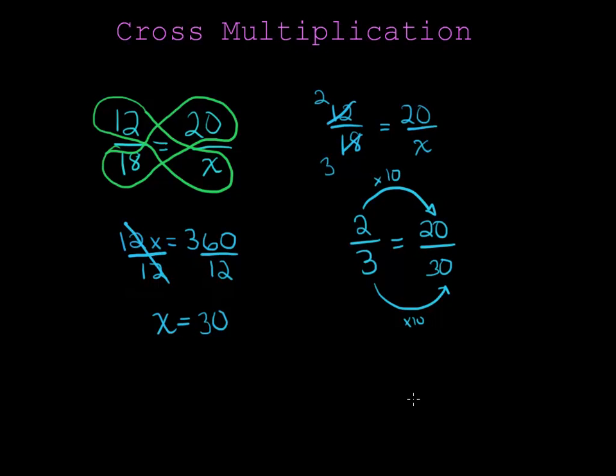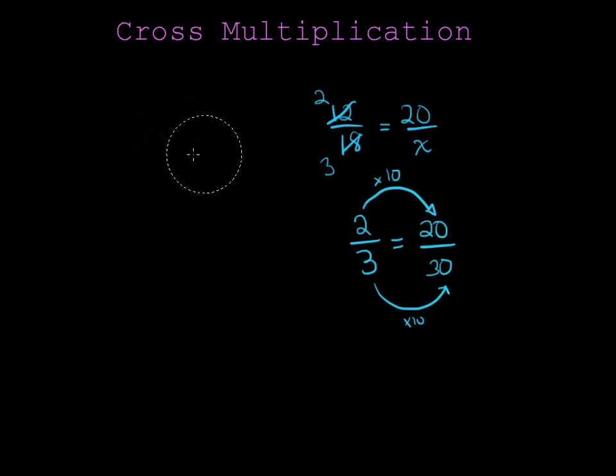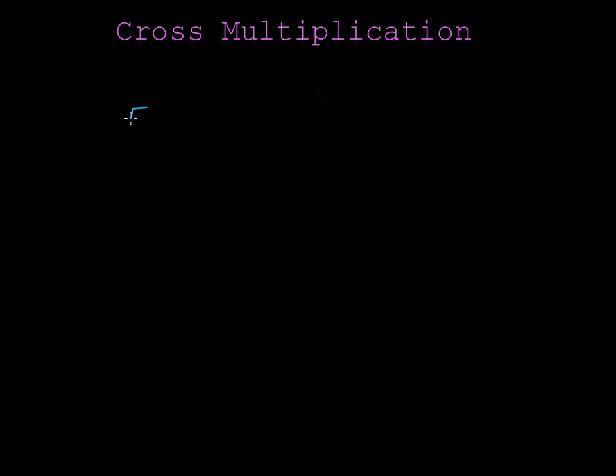So by now you might be asking yourself, well, what do I need cross multiplication for if I can always use links to help me find the answer? Well, let's do an example where you wouldn't be able to use links. Let's try 5 over 9 is equal to n over 15.